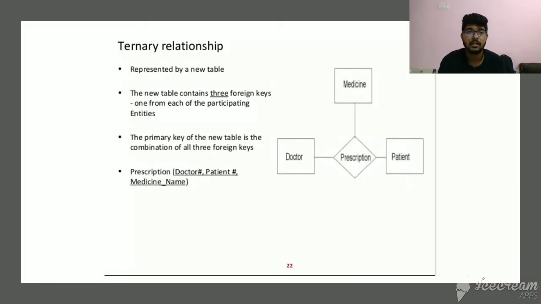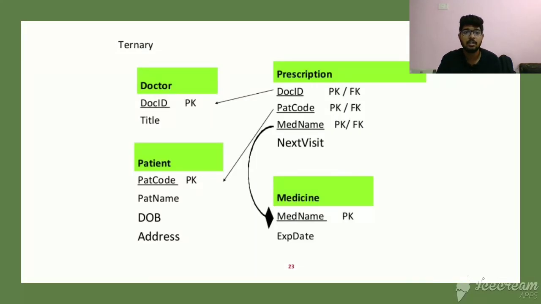Ternary relationship. A ternary relationship is represented by a new table. The new table contains 3 foreign keys, one from each of the participating entities. The primary key of the new table is a combination of all 3 foreign keys. In this, the prescription will be related to 3 tables, that is medicine, doctor and patient. Prescription: doctor, patient, medicine name.